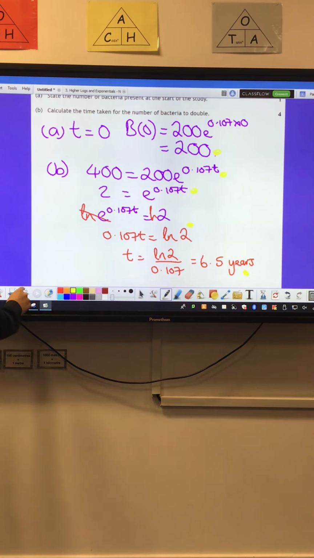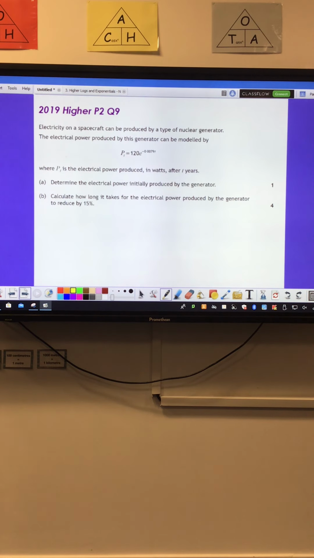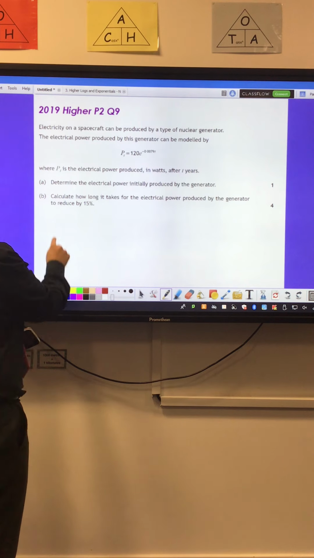Okay, we've got 3 to look at. Next one, 2019, electricity in a spacecraft can be produced by a type of nuclear generator. The electrical power produced by this generator can be modelled by this equation. P of T is the electrical power produced after T years. Part A, very similar. If you want to pause the video, have a go just now.